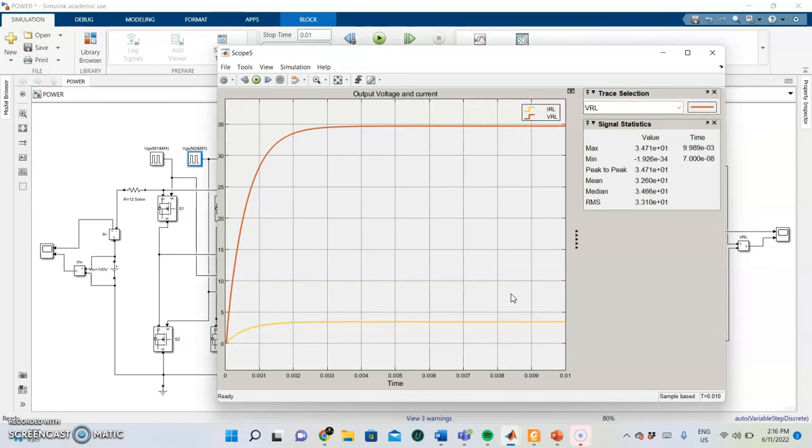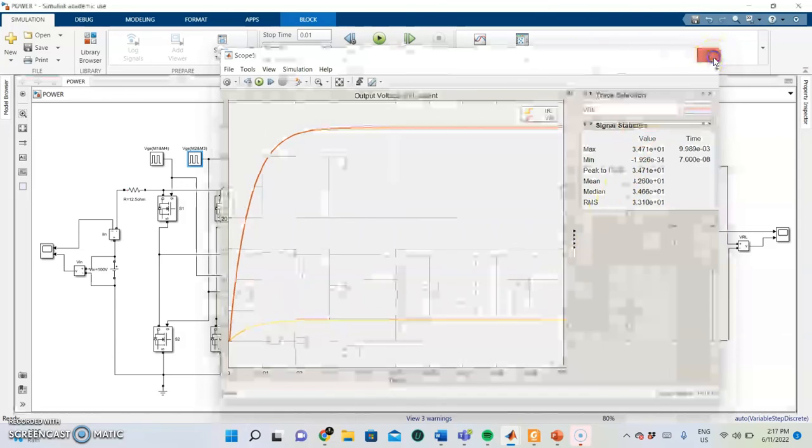As a conclusion, an integrated LCC compensation topology for WPT has been successfully designed in this project.